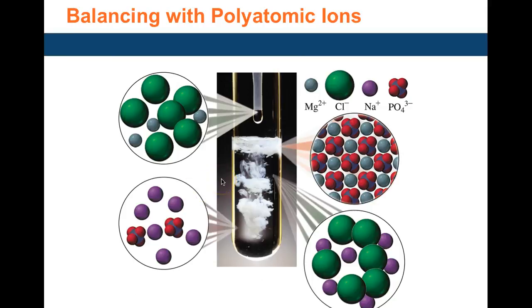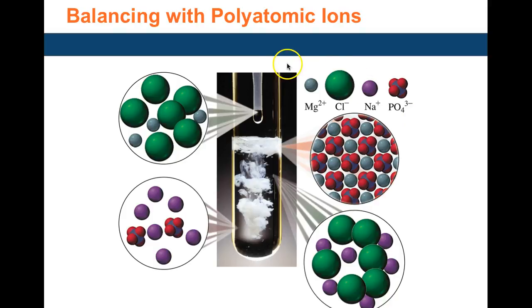When you're balancing polyatomics, do not separate out the polyatomics, such as phosphate. Don't separate it out into phosphorus and oxygen. Keep it intact as one entity, as though you're only dealing with one element.